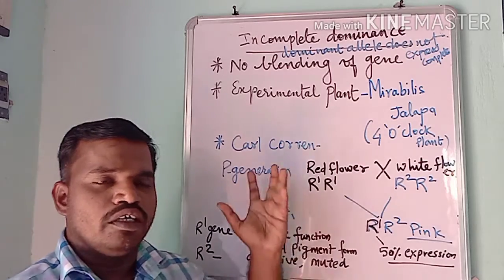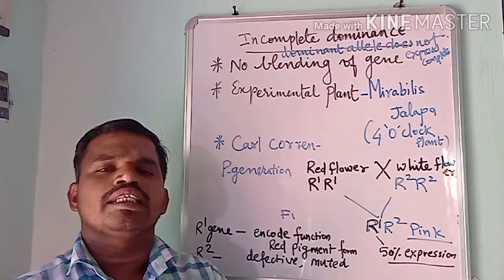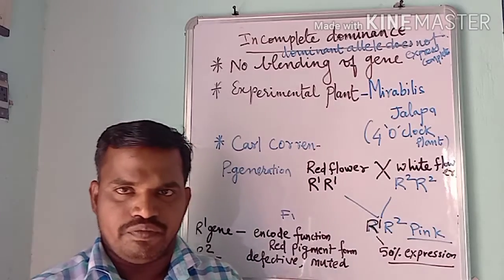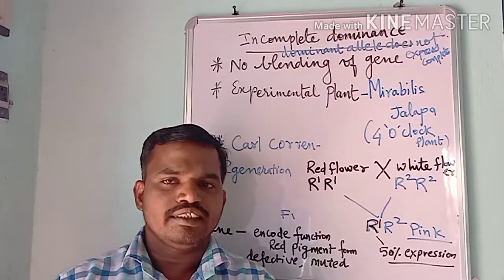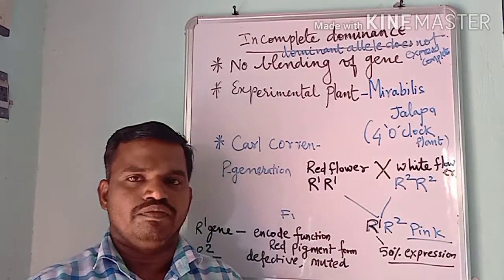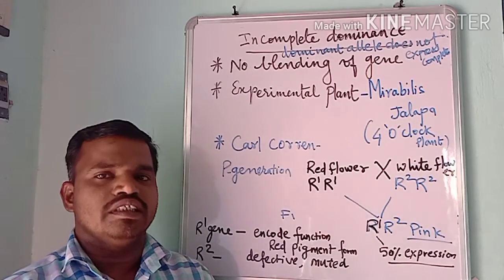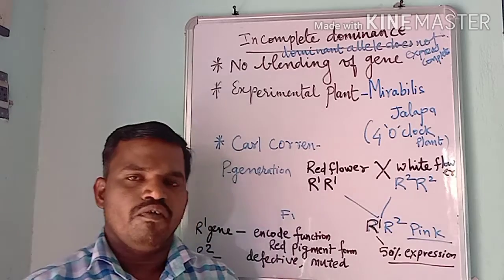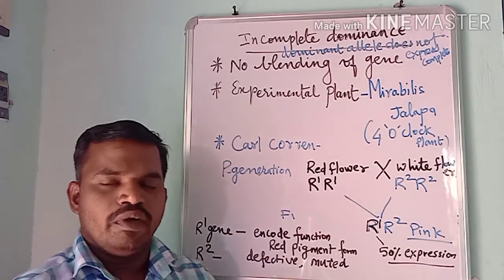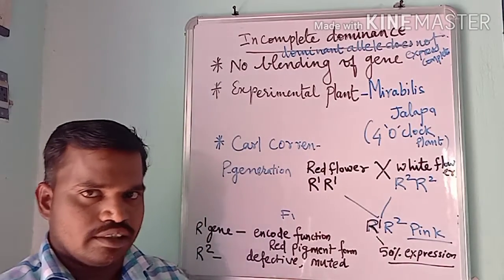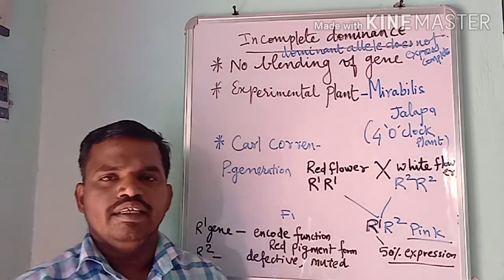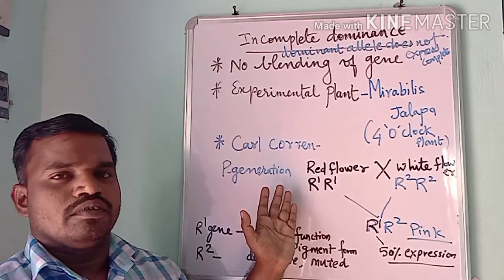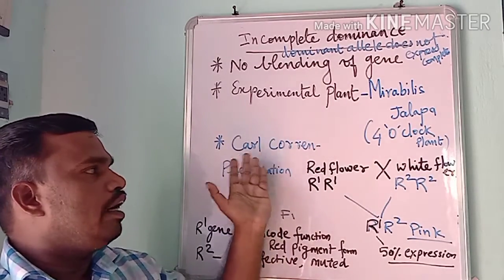The dominant allele does not express itself completely. Only 50% of the dominant allele is expressed in the heterozygous condition. So look at this flow chart, and you will identify it.